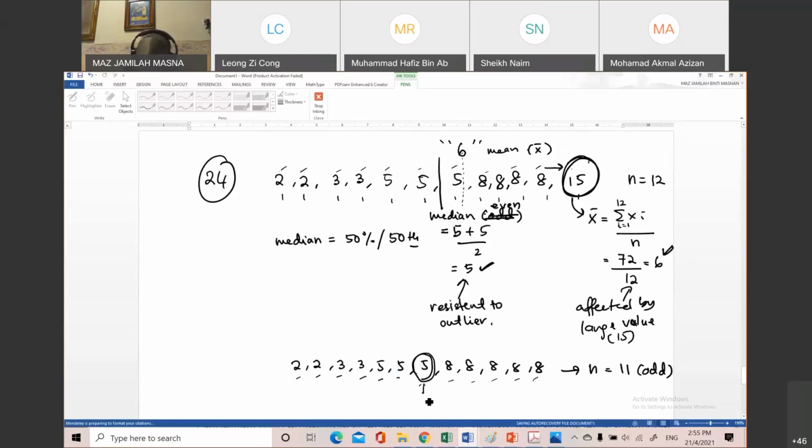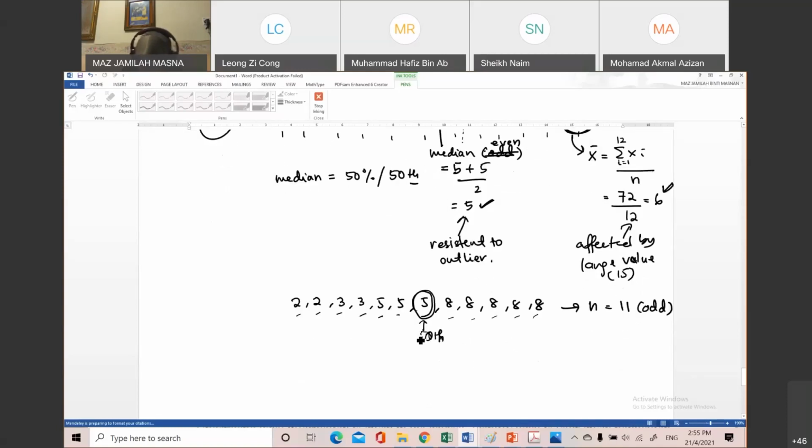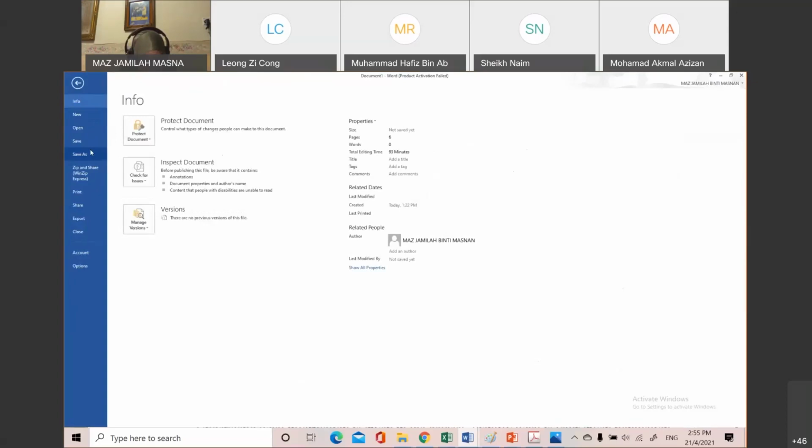So this is located at the 50th value of your data. My handwriting is so bad. So that is the difference between if you have odd value of sample size and even value of sample size. Now from this data set, before I forget, let me save this.